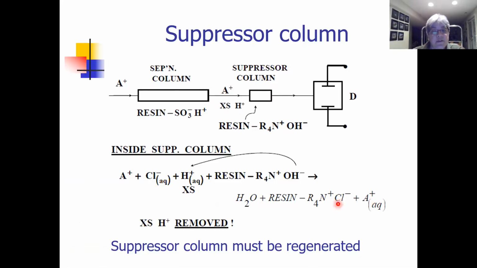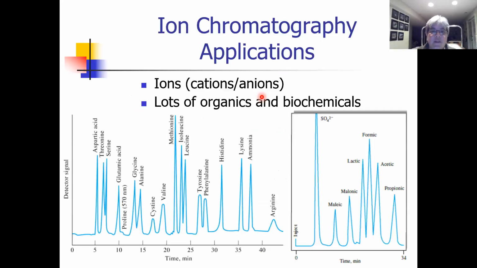One problem with the suppressor column is that it has to be regenerated. This column gets filled up with all the ions that it's suppressing. So every 8 to 10 hours, you actually have to stop the experiment and run a high concentration of acid through to regenerate your column so you can use it again. So this method can be used to separate anions and cations like we saw.